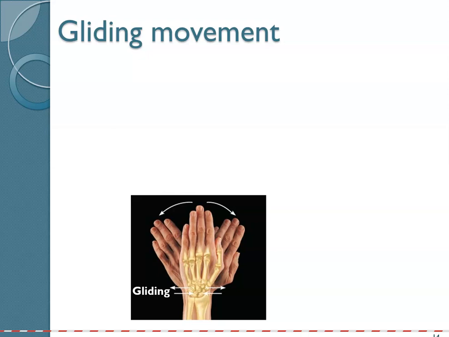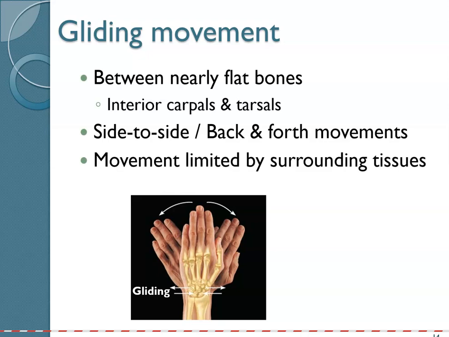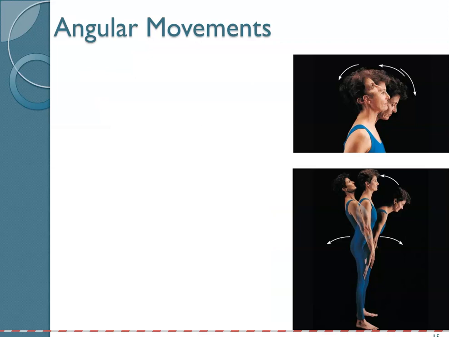Gliding movement: if you wave, you're just at the wrist, you're just moving the hand side to side slightly, right? That is gliding movement. We can also do that at our shoulders. It's within plane joints, right? So between flat bones. The next is angular movements.